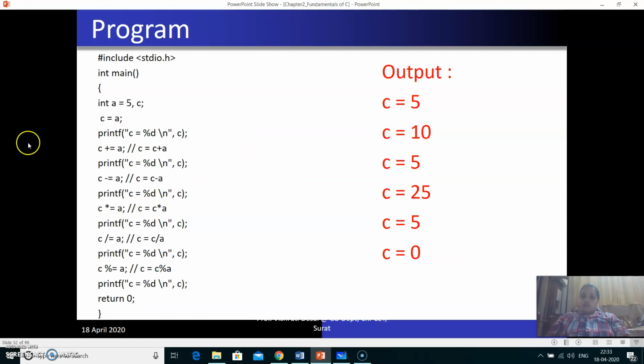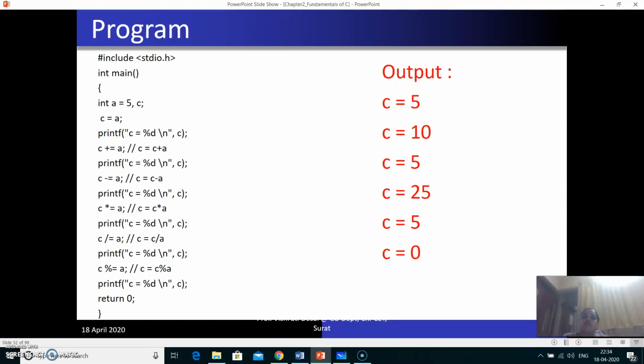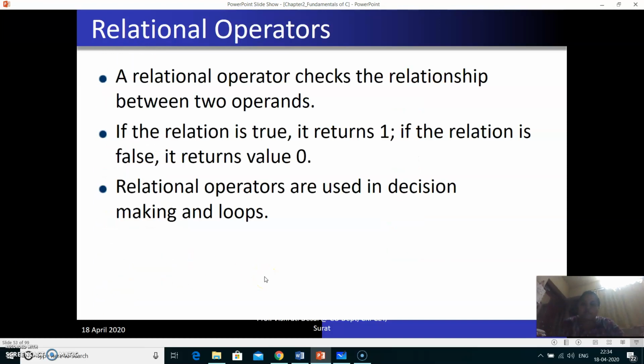Now we will see the output. Here the integer a is initialized to 5 and we have taken the variable c. First I am assigning the value of a to c. So what will be the value of c? c will be 5. After that I am performing c += a. It means actually I am performing c = c + a. So now my c is 5 plus 5, that is 10. Then in a similar way I am performing subtraction, multiplication, division and the modulo operation.